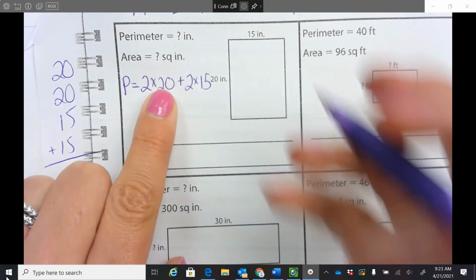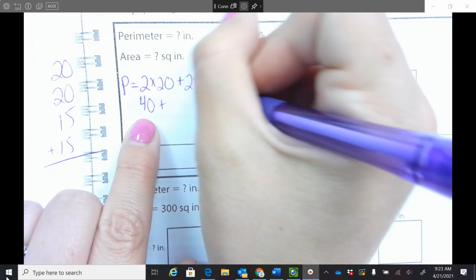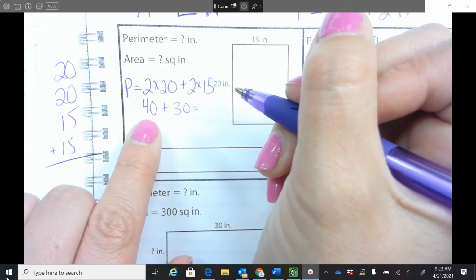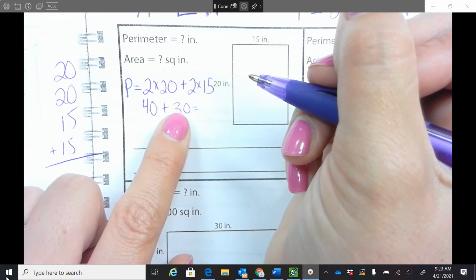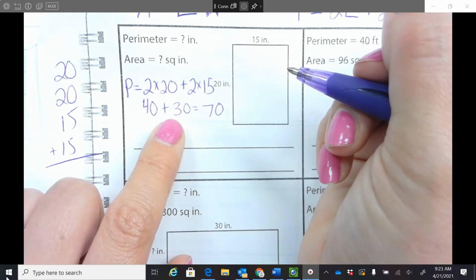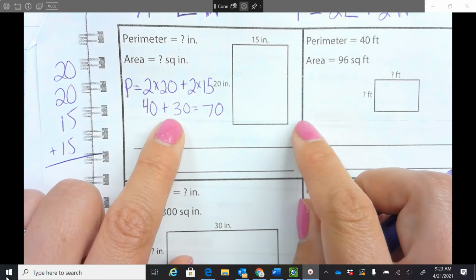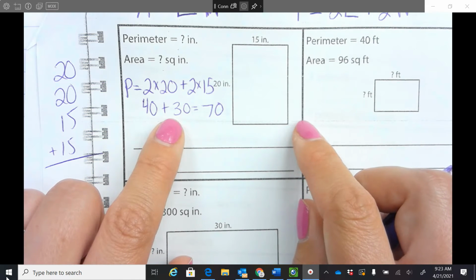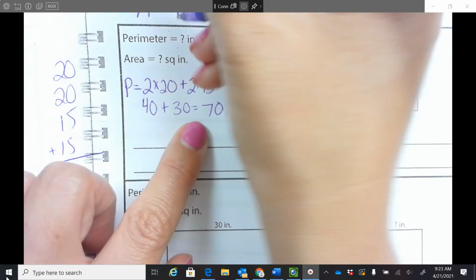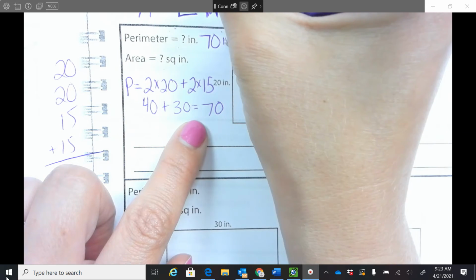So what's 2 times 20? 40. And then what's 2 times 15? 30. So what do I do with the 40 and the 30? And I get 70. So if you were measuring this, let's say this is a picture frame you're getting for your mom for Mother's Day, and you're going to put a ribbon around the outside of it to decorate it, you would need 70 inches of ribbon.